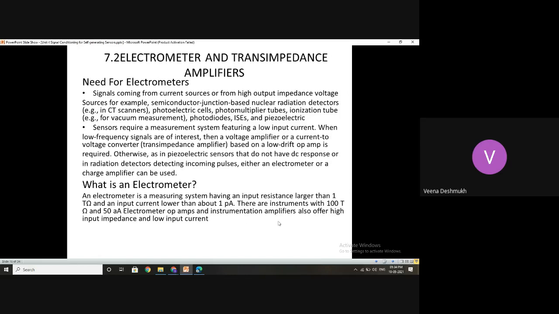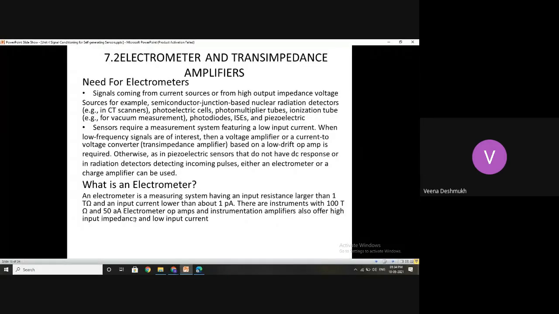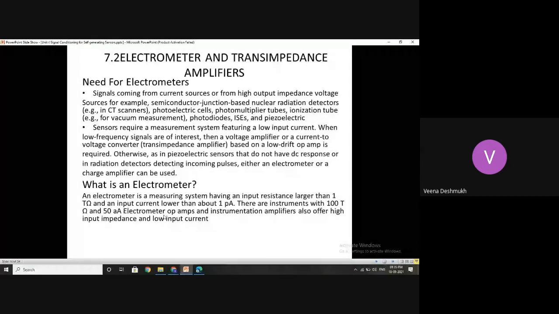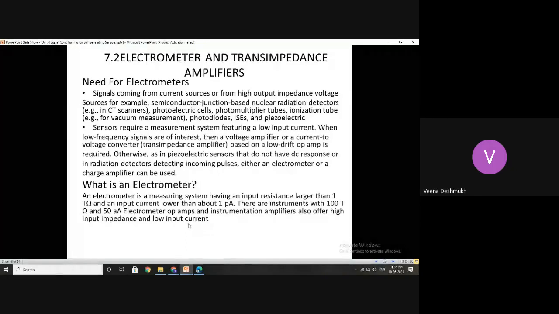Now, there are some electrometers or instruments associated with electrometers with hundreds of tera ohms, and this is angstrom ampere, so 10 to the power of minus 8. So these are the electrometers which provide very, very high input impedance such that low values of currents can be measured or they can be made to flow into the device.